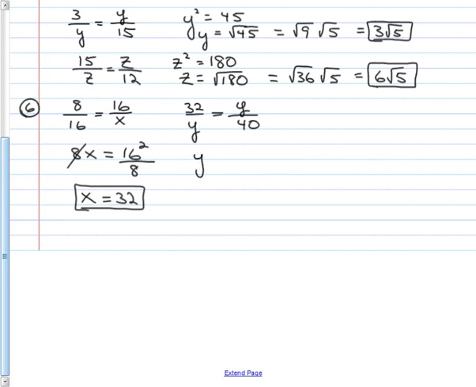All right, we may get a square root on this one. Y squared equals, what's 32 times 40? 1280. And when you take the square root of that, my guess is it's not an integer. So what's a perfect square that goes into 1280? The goal is the biggest one. If not, we'll just keep simplifying until we're done.